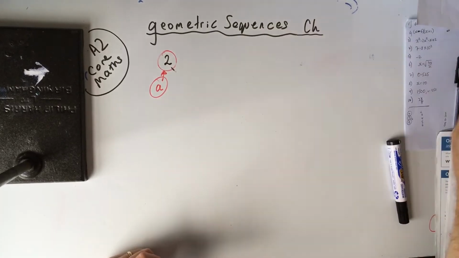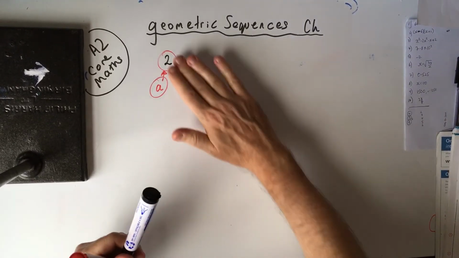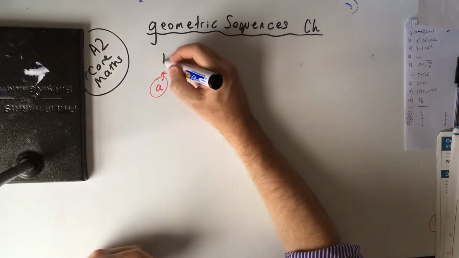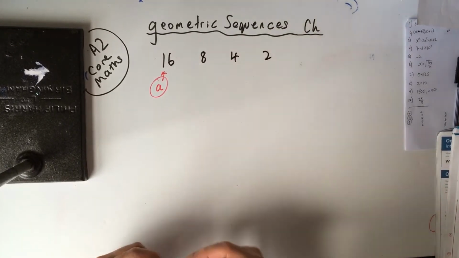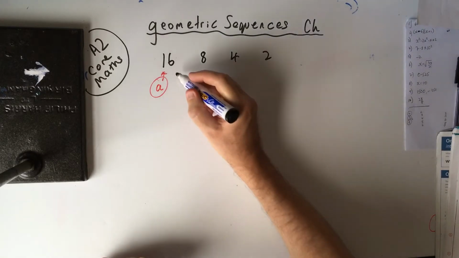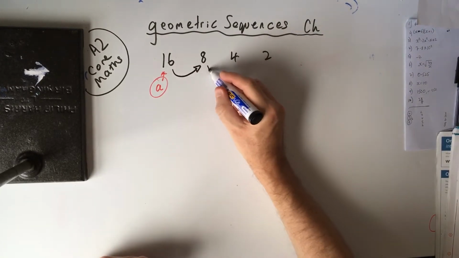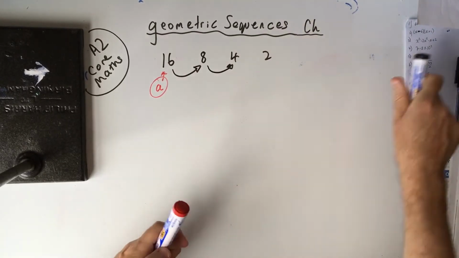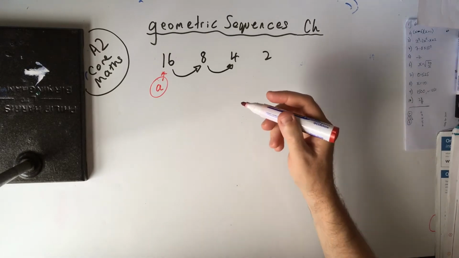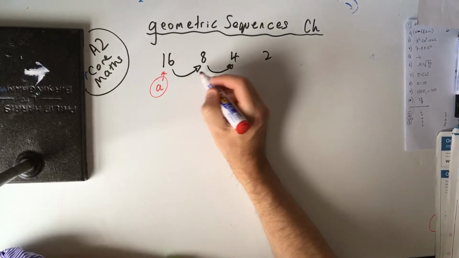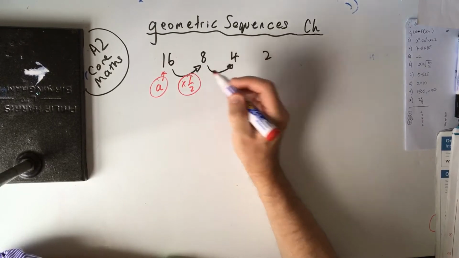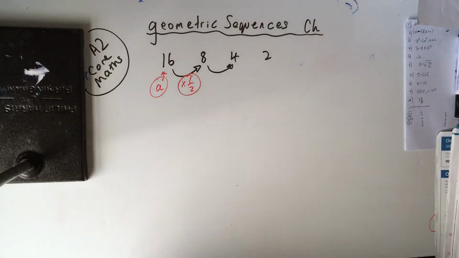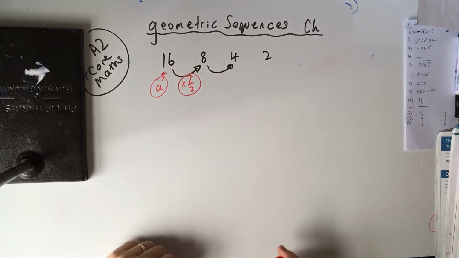Don't think about it as dividing. So if you get one that goes the other way, so say you get 16 to 2, the common ratio is still what you times it by to get there. And of course, the common ratio doesn't have to be an integer, so the common ratio here would be timesing by a half. So it's always a multiplier. Okay, right, so that would still be a geometric sequence.